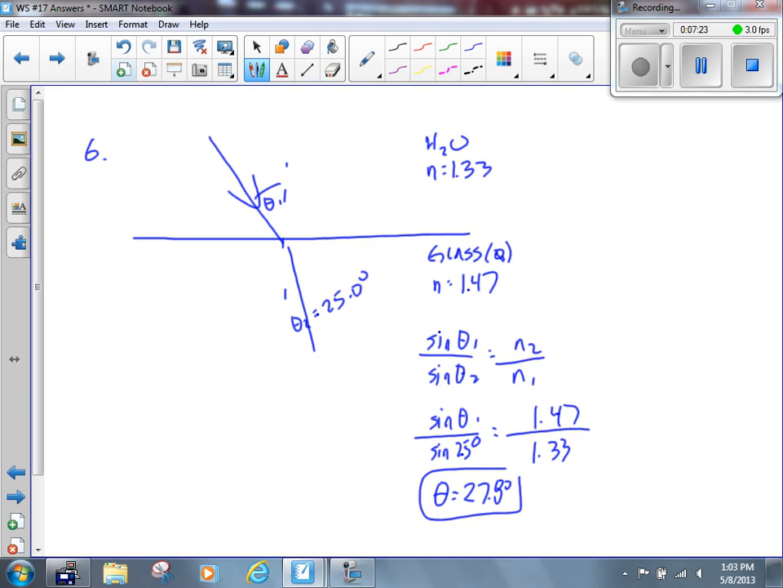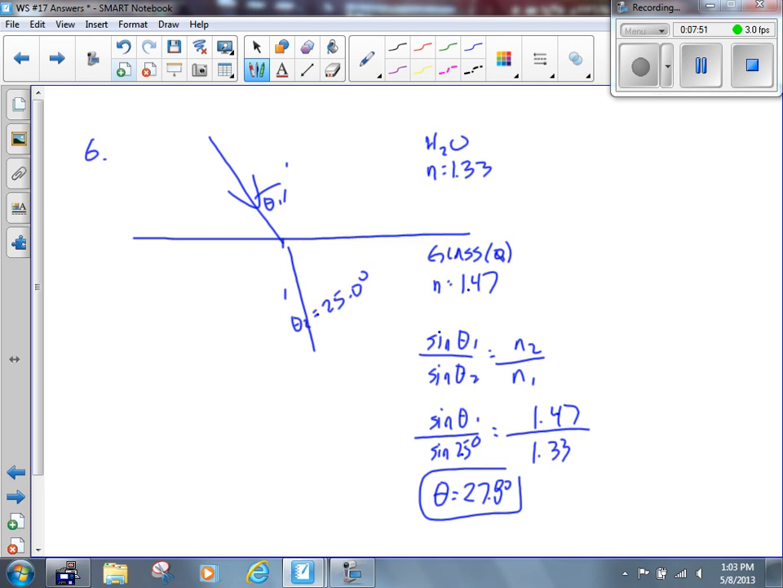Is that a number that's bigger than 25? Yeah, not much, but it's bigger. The difference in the index of refraction isn't all that much, right? 1.33 to 1.47. So we should probably expect to get an angle that's bigger for theta 1, but not all that much bigger because the index of refraction isn't all that much smaller. 27.8 degrees.